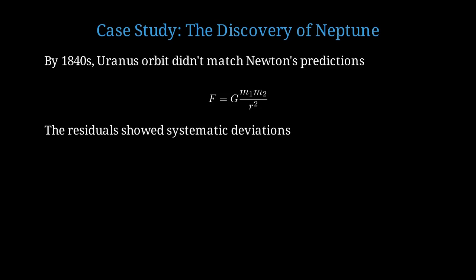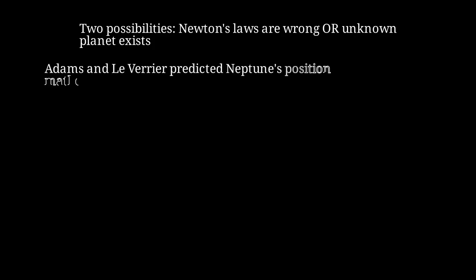This wasn't random error. Scientists faced two possibilities. Either Newton's laws were wrong at large distances, or there was an unknown planet perturbing Uranus's orbit. John Couch Adams and Urbain Le Verrier independently used the residuals to predict where this hypothetical planet should be. They solved the inverse problem. Given the perturbations, where is the perturbing mass?